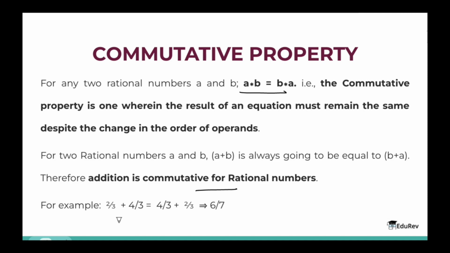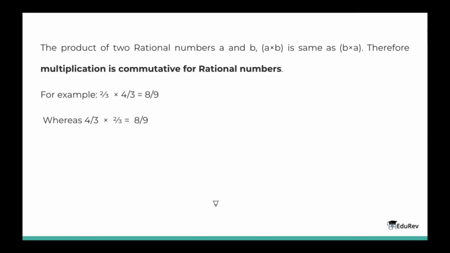And if I take an example, I can very well say that 2 by 3 plus 4 by 3 can be written as 4 by 3 plus 2 by 3, which will always give me the same answer, 6 by 3. So we can see the same pattern in multiplication of rational numbers as well. For example, 2 by 3 into 4 by 3 is going to be 8 by 9, whereas 4 by 3 into 2 by 3 is also going to be 8 by 9. So I can say that addition and multiplication, both of them are commutative.